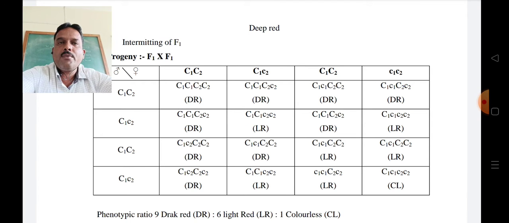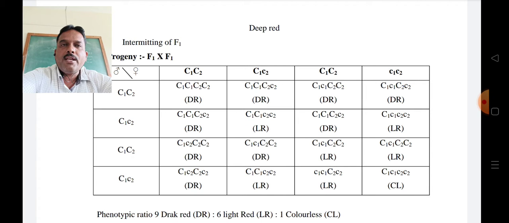So we enter the female gametes vertically and male gametes horizontally, and make a cross between female gamete and male gamete. So we can observe the 16 genotypes with the help of the checkerboard. There is a printing mistake in the third row: instead of capital C1, it should be written small c1, capital C2. So one by one we make a fusion between female and male gametes.